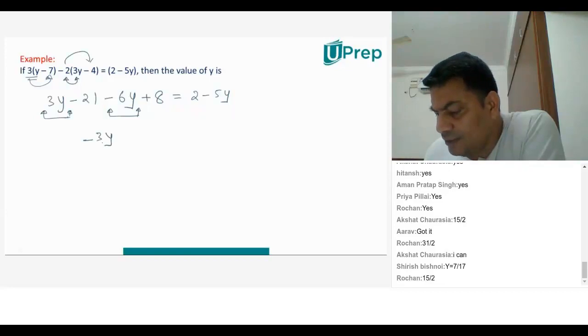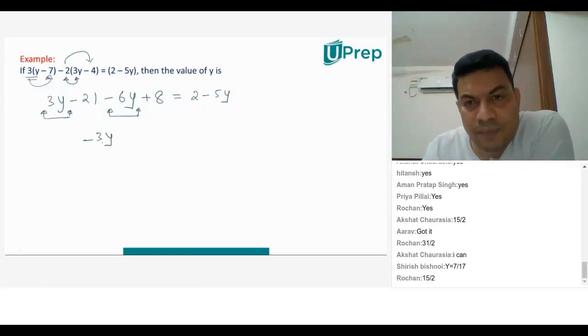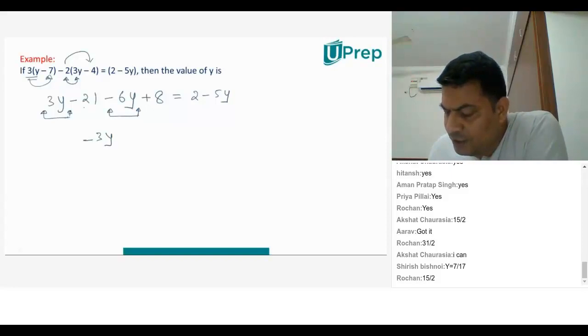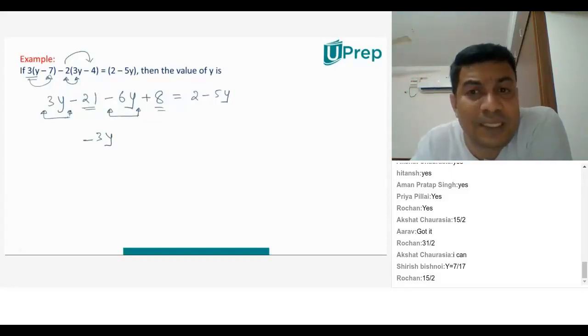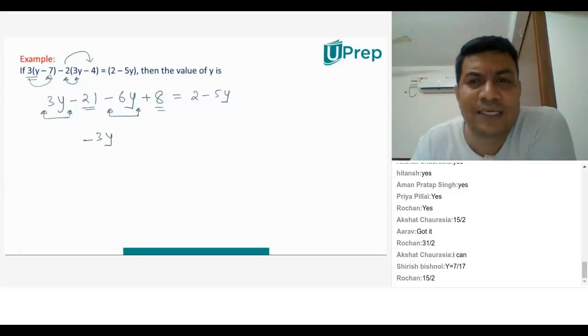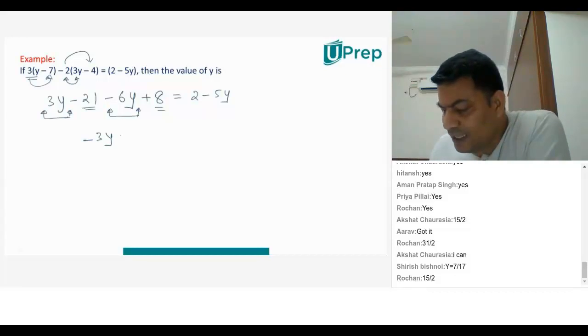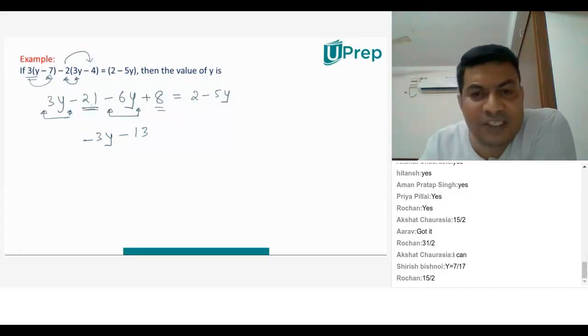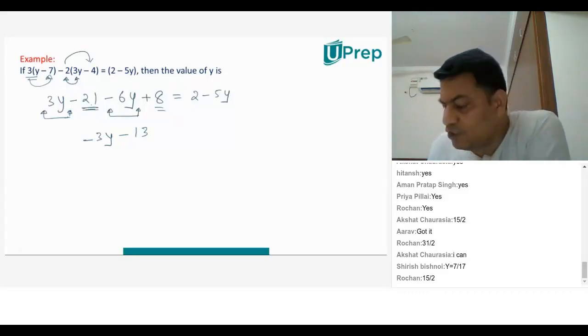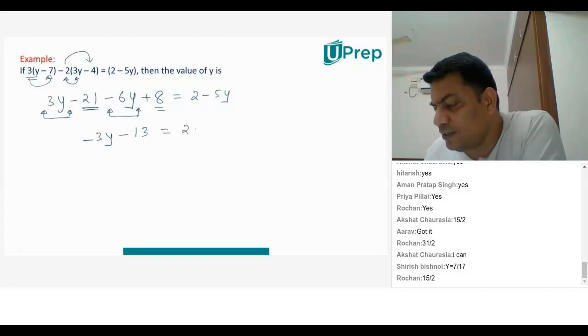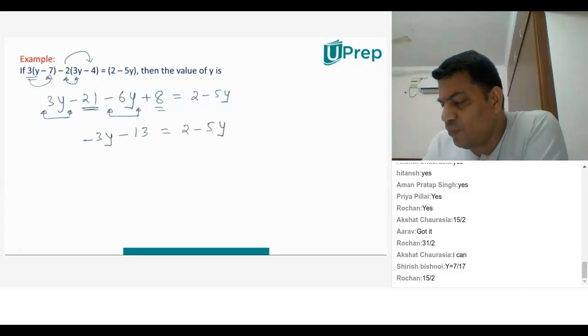Very good. What else? Then minus 21 plus 8 will be minus 13. This is minus 21 and there is plus 8. There are opposite signs. How do you add numbers with opposite signs? You subtract them. 21 minus 8. What is 21 minus 8? 13. So will I put minus sign or plus sign? I'll put minus sign because the minus number is dominating. You have minus 21. Therefore, it's minus 13. Very good. That should be equal to what? It is 2 minus 5y.